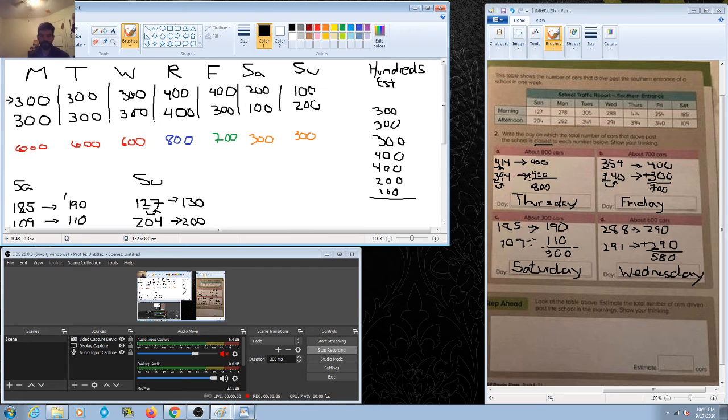So 0 plus 0 plus 0 plus 0 plus 0 plus 0 plus 0 is 0. 0 plus 0 plus 0 plus 0 plus 0 plus 0 plus 0, 0. This is where you want to be really careful, and if you have to, you can always break these numbers up and then add them on individually. 3 plus 3 is 6, plus 3 is 9, plus 4 is 13, plus 4 is 17, plus 2 is 19, plus 1 is 20. So our estimation to the hundreds place is 2,000 cars.